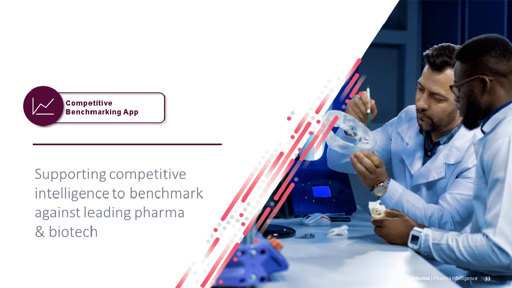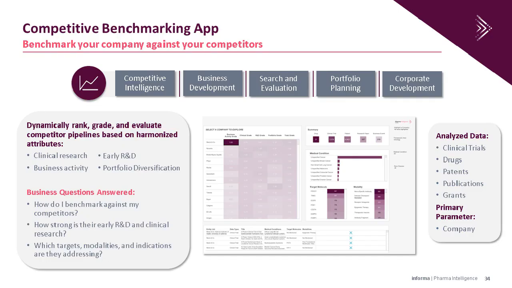The final app that we're going to look at today is the competitive benchmarking app. The competitive benchmarking app analyzes companies based on events, research, its existing portfolio, and the robustness of its innovation. Some of the key business questions that this app will try and answer are: which targets, modalities, and indications is the company addressing? How to benchmark against competitors? And how strong are competitors in early R&D and clinical research?